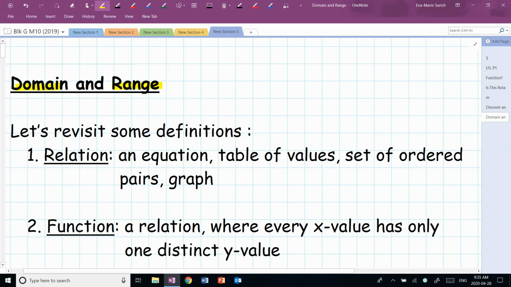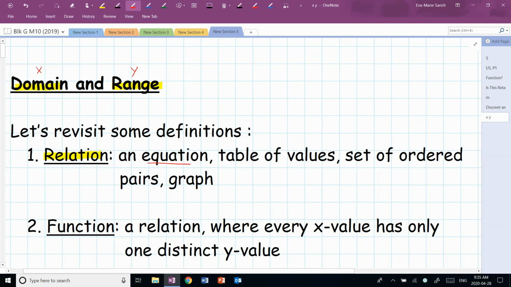We might have thought of the domain and range before as the domain being x values and the range being y values. So let's go back and revisit a couple of definitions. The first one here is a relation. Remember, a relation we've seen as an equation.